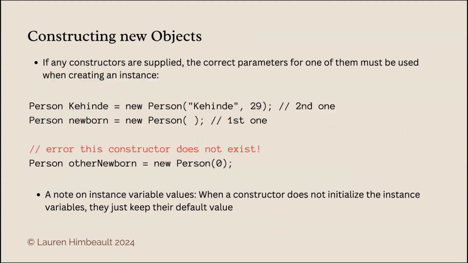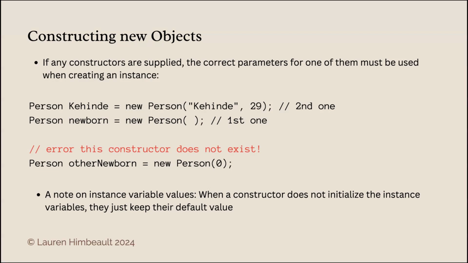So as soon as we supplied our own constructor, we lost our default constructor, right? We saw that. And as soon as we have a constructor, we actually have to use it properly. If we try to use a constructor that doesn't exist, for example, this other newborn constructor that passes in just an integer, it's not going to work. We're actually going to get a compile time error saying that no constructor method person exists with a single int parameter.